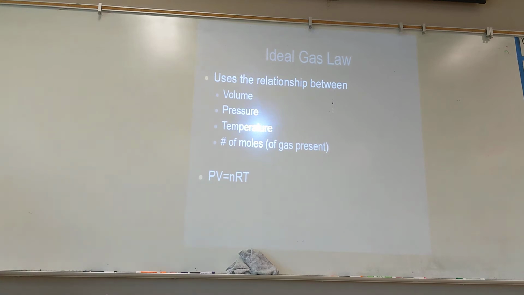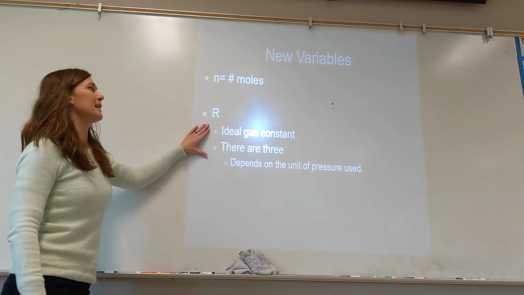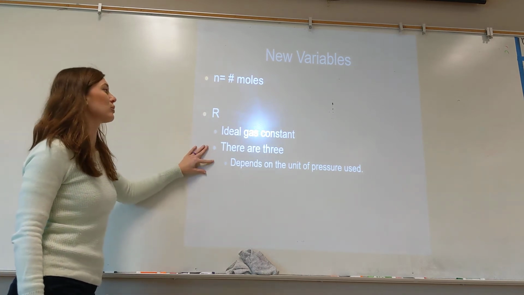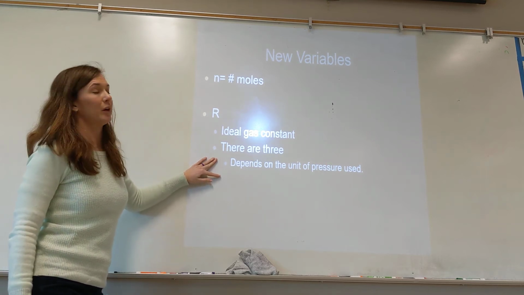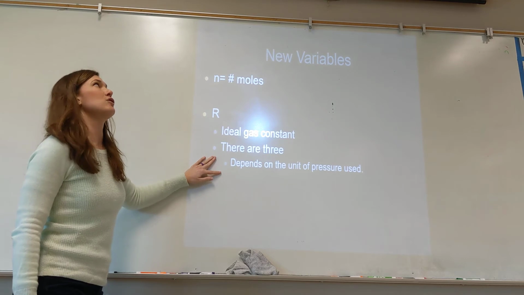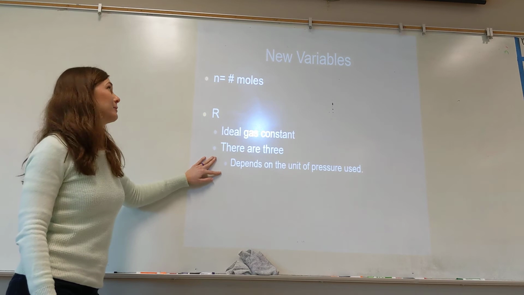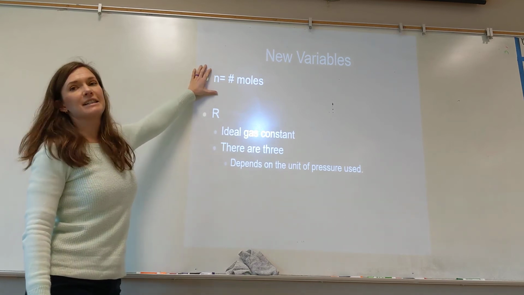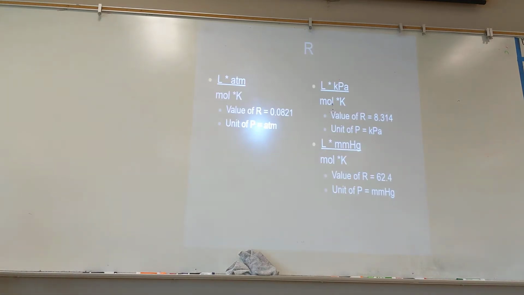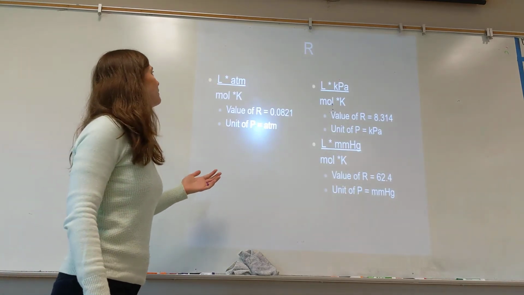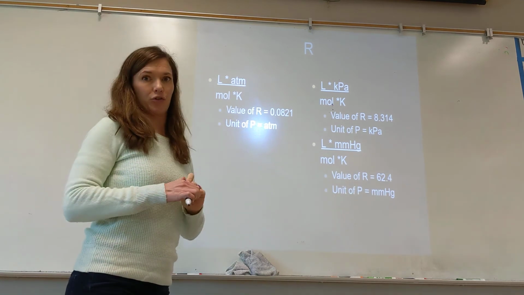And you might be wondering, hey, you're leaving out R. That is the ideal gas constant. There are actually 3 of those, and they depend on the unit of pressure that we use. So I'm going to talk about that for just a minute before you can watch the next video with a couple of practice problems. And n is the number of moles. So there are 3 values for R, and they depend on which unit of pressure you're given.